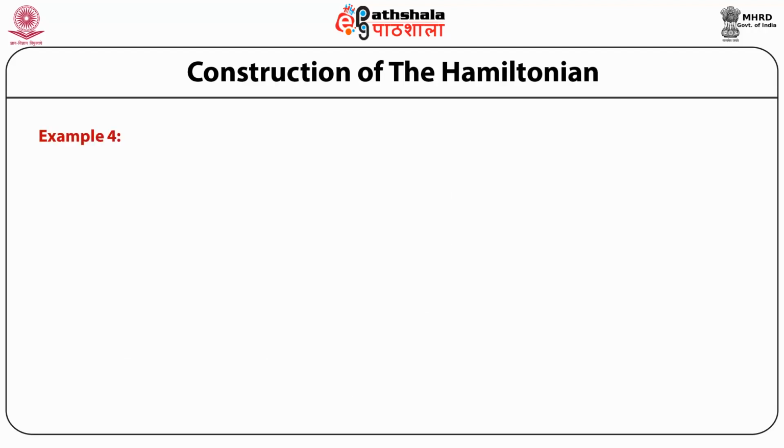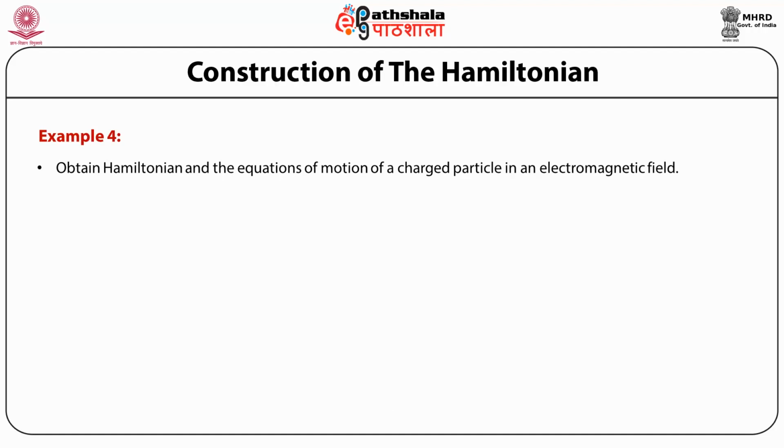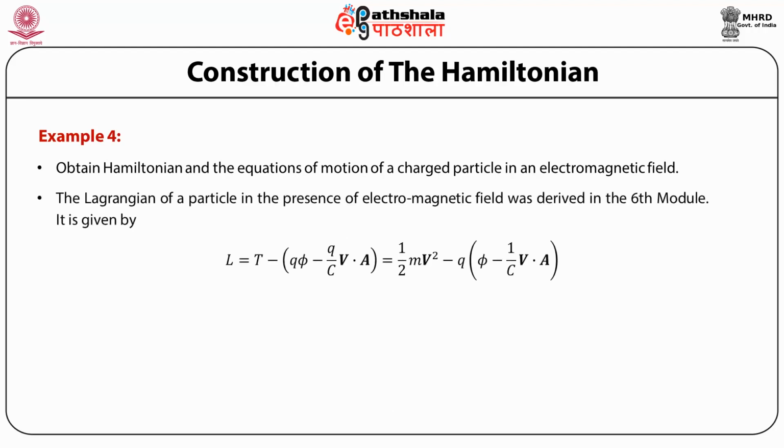As a final example, we'll obtain the Hamiltonian and the equation of motion of a charged particle in the electromagnetic field. Earlier, we obtained the Lagrangian of a particle in the presence of an electromagnetic field, and if you remember, the Lagrangian was given as L is equal to T minus a quantity which is q phi minus q by c v dot A, where v is the velocity, q is the charge of the particle, phi is the scalar potential, and A is the vector potential.